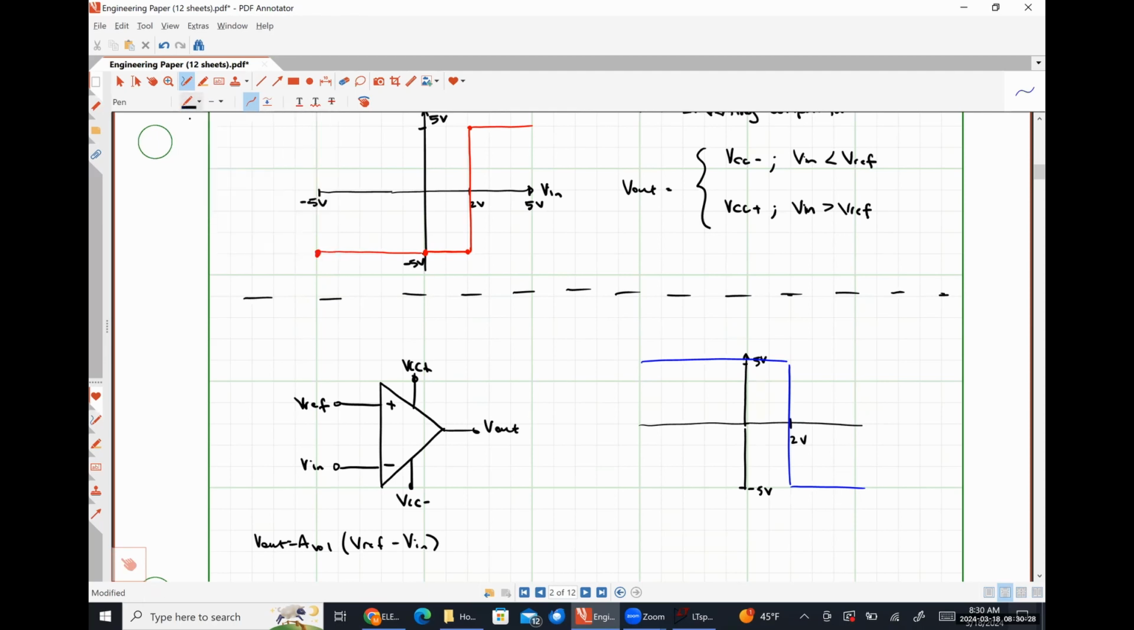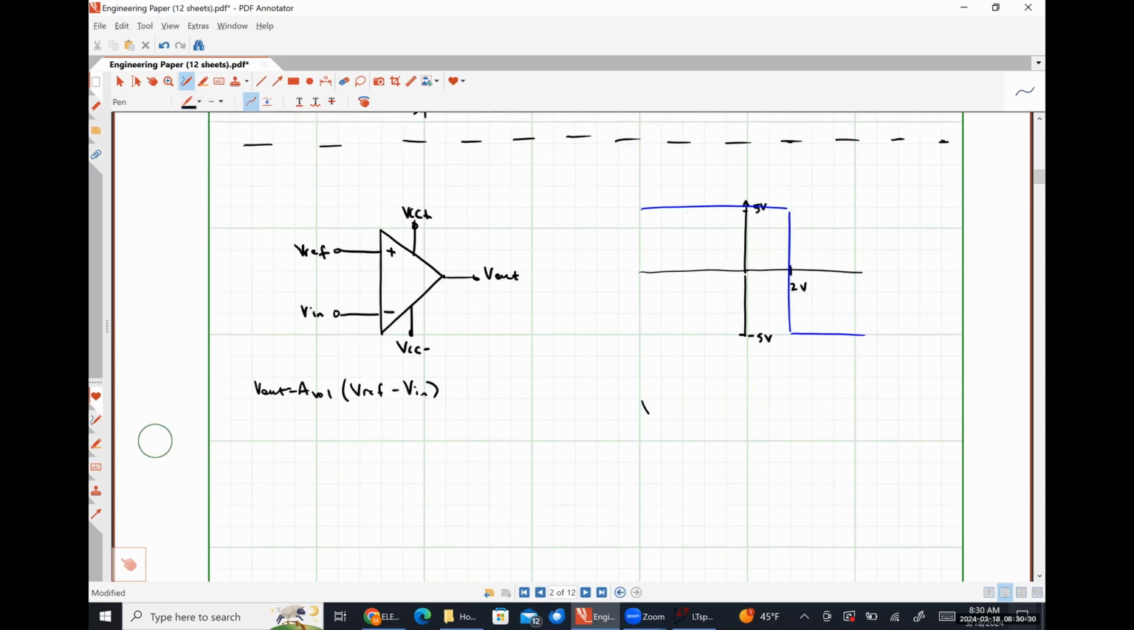So we can see here really easily then that V out is just going to be VCC plus for Vn less than Vref, and it'll be VCC minus for Vn greater than Vref. And this is how an inverting comparator works.